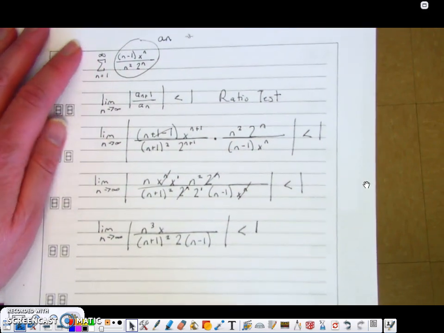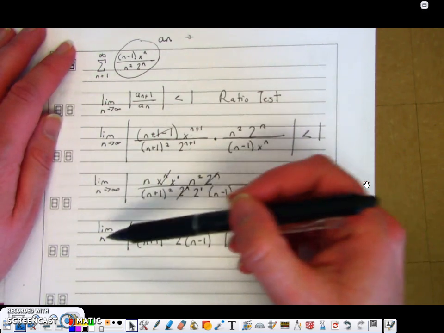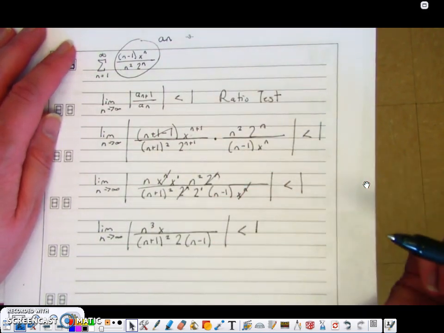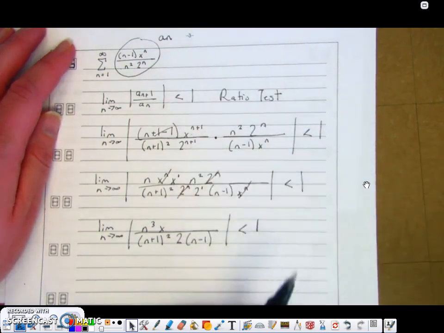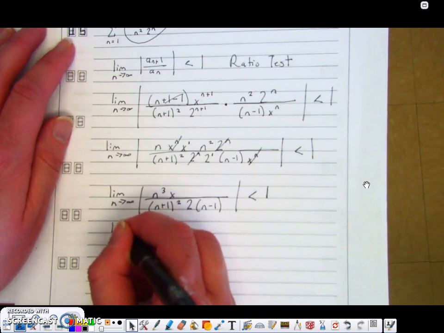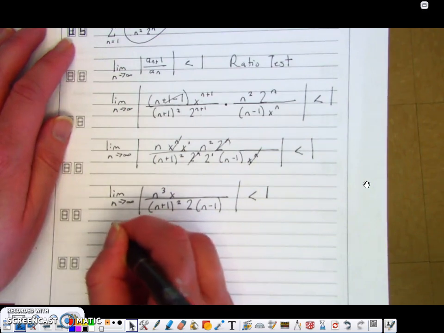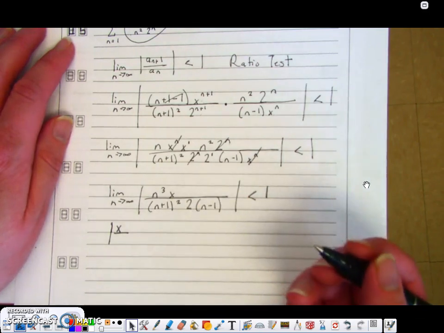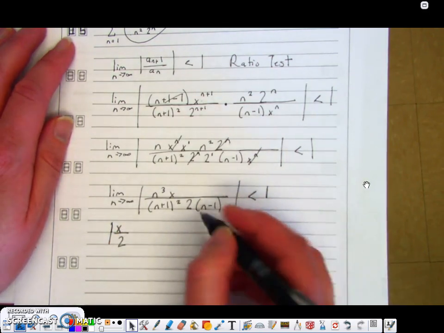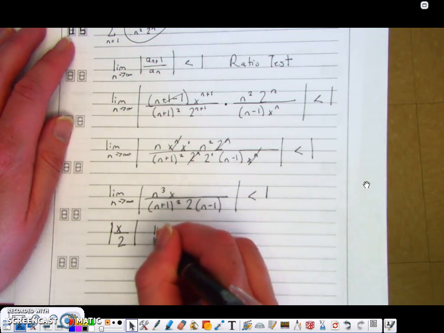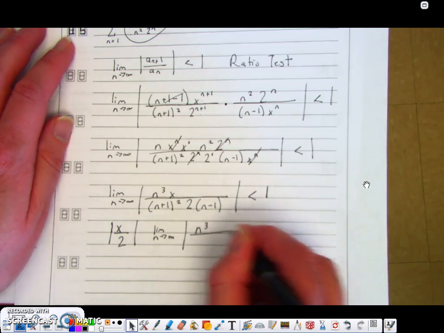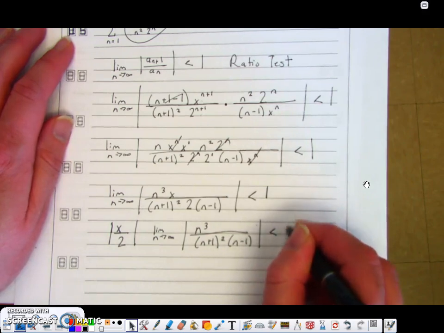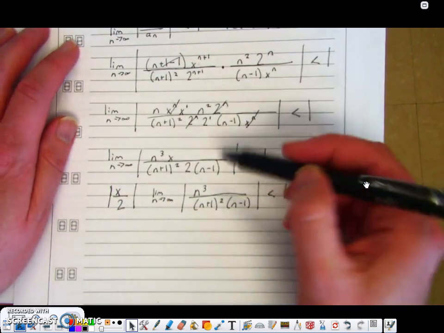If something doesn't have an n in it, then it has nothing to do with the limit as n approaches infinity, and you can take it out. You could leave the 2 in if you wanted to, but basically the x at this point needs to come out. So the x has to come out. It's up to you, but I'll go ahead and take the 2 out too. Everything left should just have n's in it or a constant. So I would have n cubed in the numerator, and in the denominator n plus 1 squared times n minus 1, less than 1. Now we want to evaluate this.